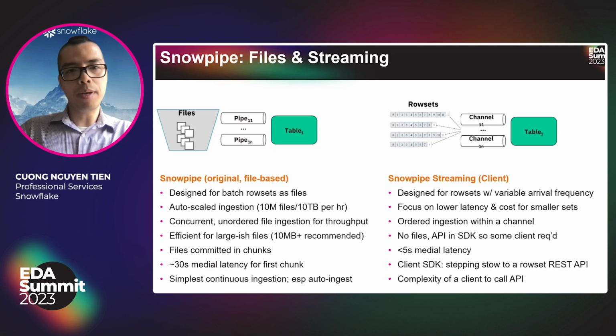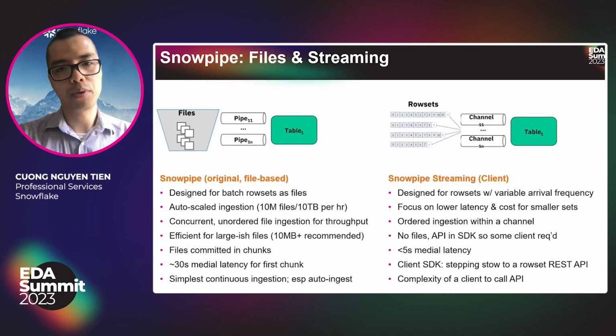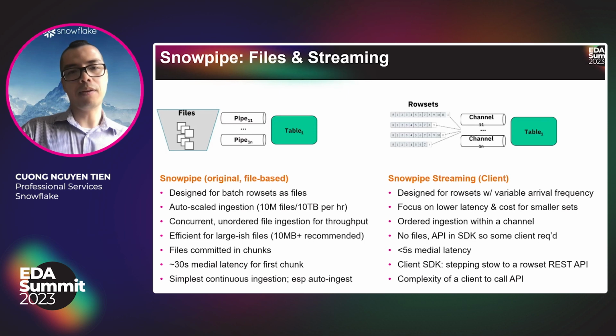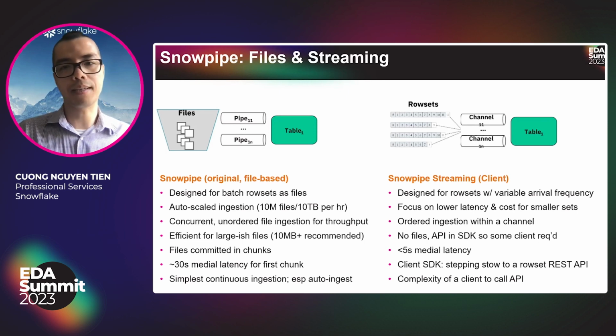Snowpipe streaming is really designed for row sets, so inserting your rows. The amount of data is definitely smaller sets of data with lower latency, and there's no need for any files. If you think of latency of less than 5 seconds, that would be your ideal use case for streaming.